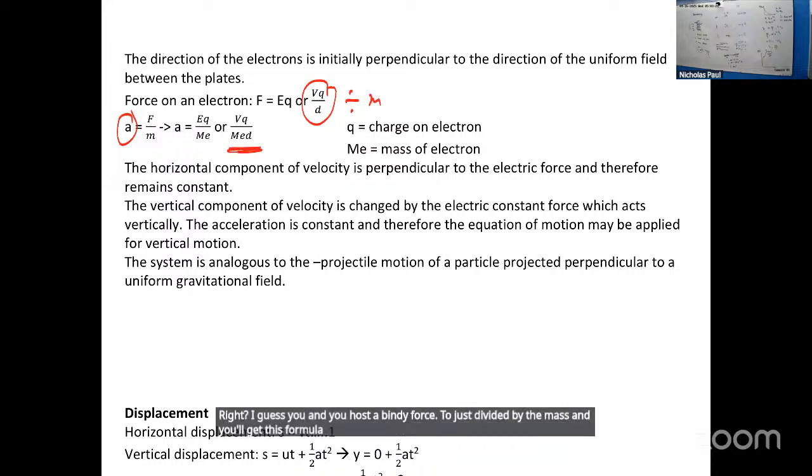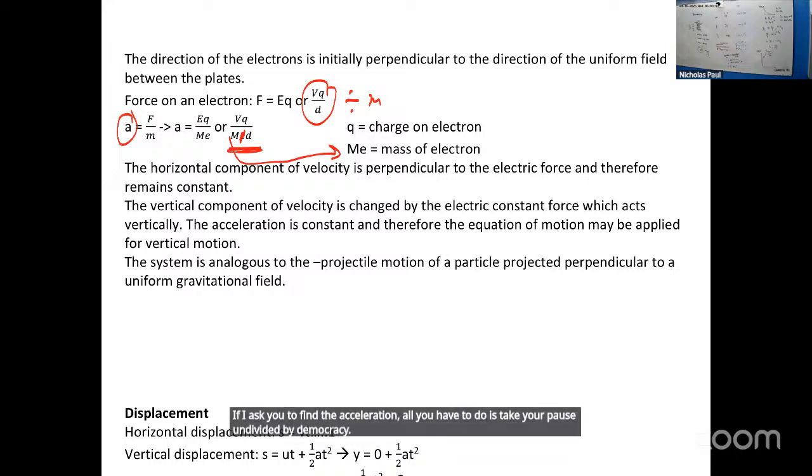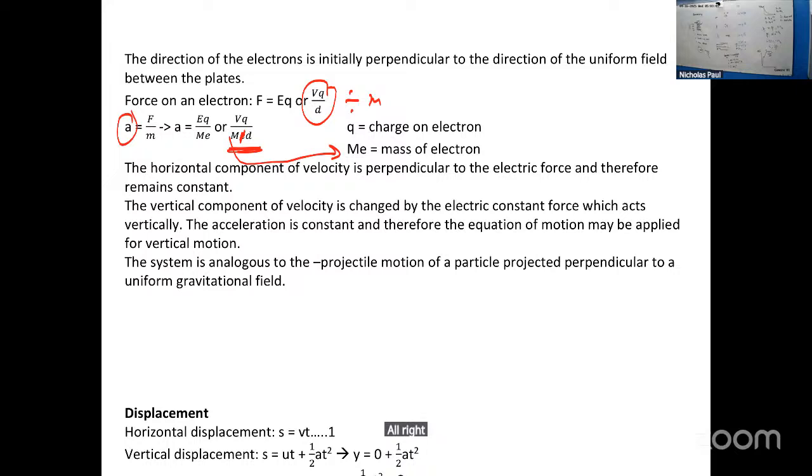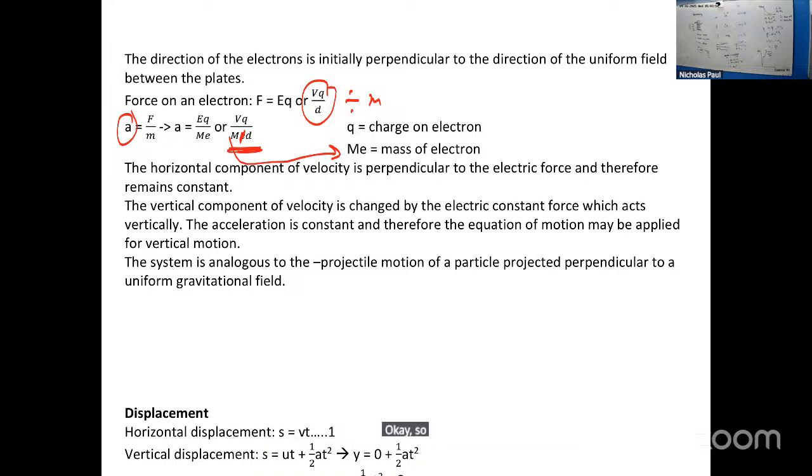That e is a subscript, the mass of the electron. So if I ask you to find the acceleration, all you have to do is take the force and divide it by the mass. Questions like this could come like a projectile motion question, so everything from projectile motion, you could apply it here.